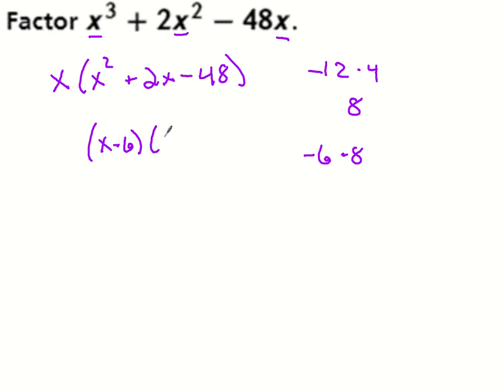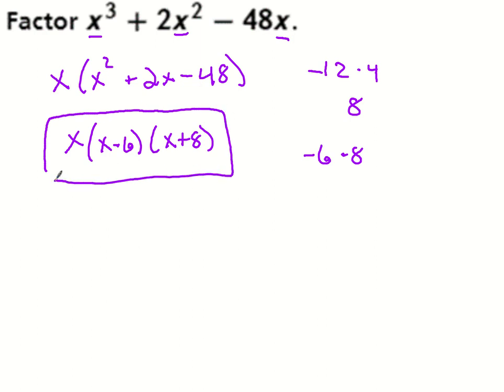x minus 6, x plus 8. And the x stays on the outside here. It does not matter where you write the minus 6 or the plus 8. As long as I have plus 8 in one of these and minus 6 in the other one, I'm good to go. So the order in which you write these does not matter. Negative 6 plus 8 does make positive 2. Negative 6 times 8 does make negative 48. And then I still have that x on the outside that I factored out originally. So there's my final factored form.